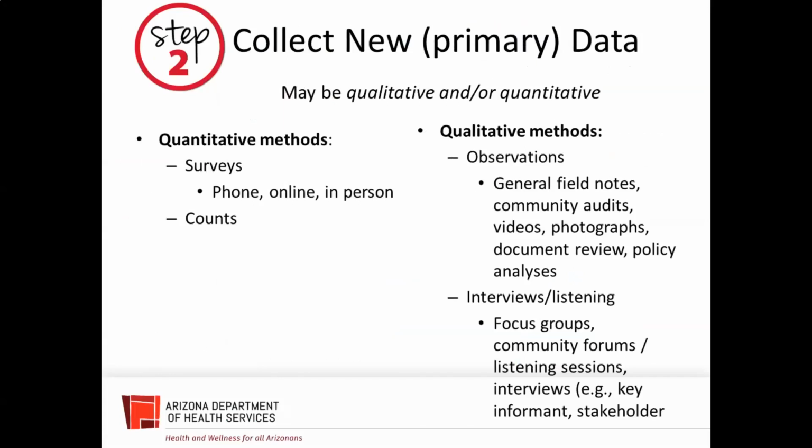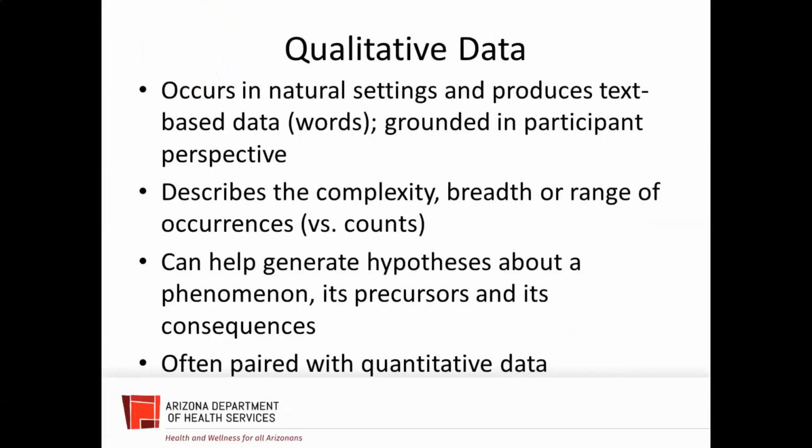Step 2 includes collecting new, also known as primary, data. This may be either qualitative or quantitative. Examples of quantitative methods include surveys, such as phone, online, or in person, or individual counts. Examples of qualitative methods include observations. This could be general field notes, community audits, videos, photographs, document review and policy analyses, and/or interviews and listening at focus groups, community forums, listening sessions, and interviews.